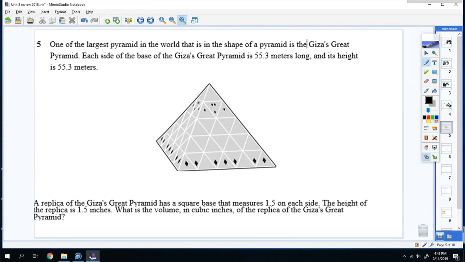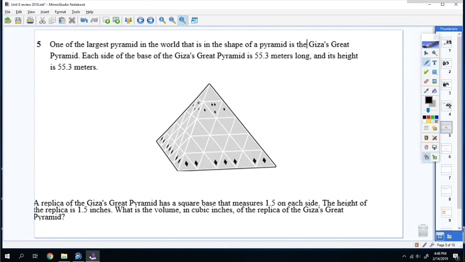One of the largest pyramids in the world that is in the shape of a pyramid is the Giza's Great Pyramid. Each side of the base of the Giza's Great Pyramid is 55.3 meters long, and its height is 55.3 meters. A replica of the Giza's Great Pyramid has a square base that measures 1.5 on each side, and the height of the replica is 1.5. What is the volume in cubic inches of the replica of the Giza's Great Pyramid?